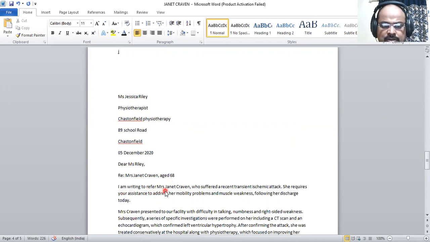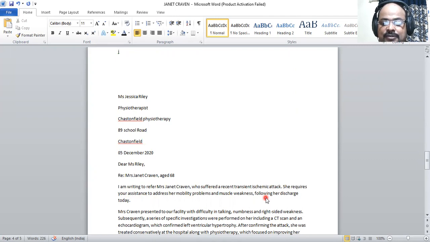68. I'm writing to refer Mrs. Janet Craven, who suffered a recent transient ischemic attack. So what happened to her? She requires your assistance to address her mobility problems and muscle weakness following her discharge today. So you, the physiotherapist, need to assist her to address her mobility problems. She has some mobility problems after the transient ischemic attack and muscle weakness, and she's getting discharged today.